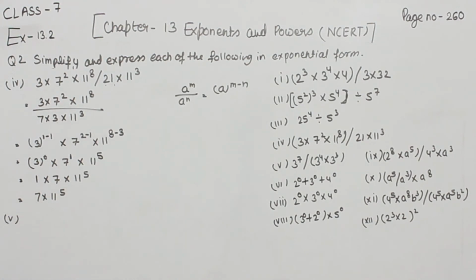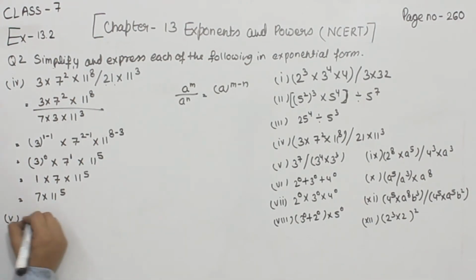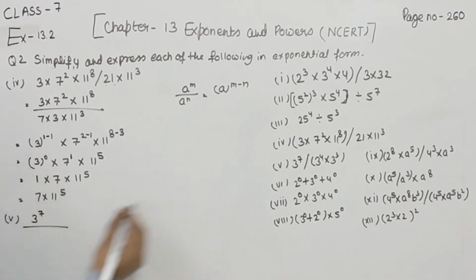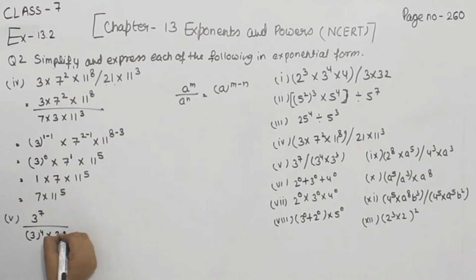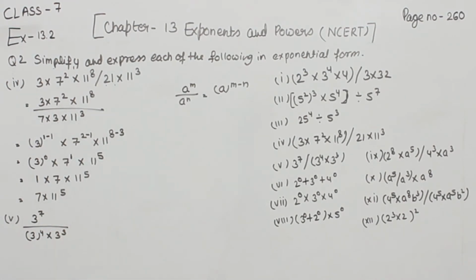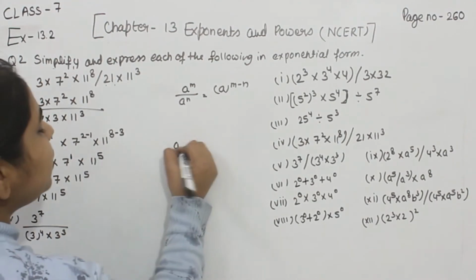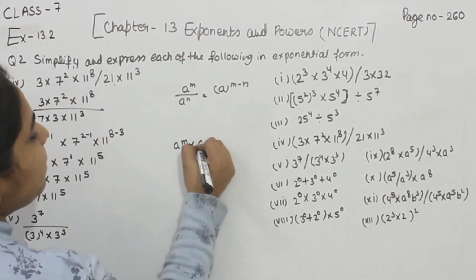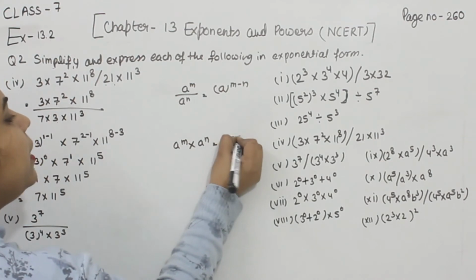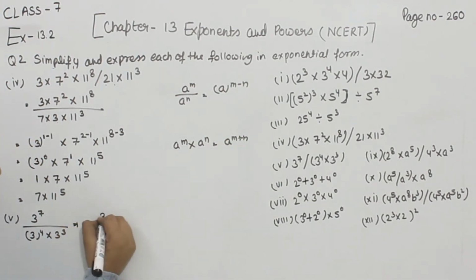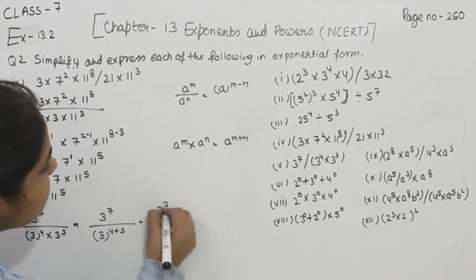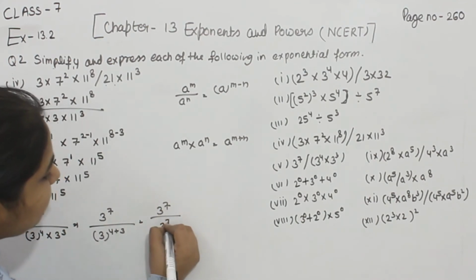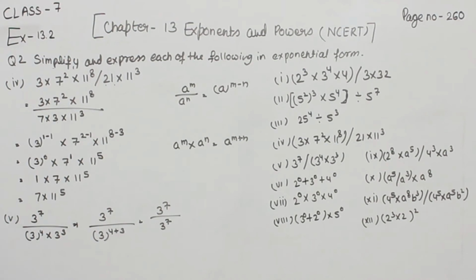Now comes the part 5. In the part 5 we have 3 to the power 7 and in the division we have 3 to the power 4 multiplied by 3 to the power 3. So first of all I am going to use a to the power m multiplied by a to the power n is equal to a to the power m plus n. So this will be 3 to the power 7. Now in the denominator 3 to the power 4 plus 3 will have 7.